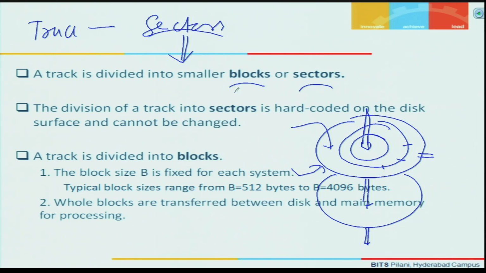Actually, the data of a database is stored on these blocks. The division of track into sectors is hard coded on the disk surface, and it cannot be changed. And a track is divided into blocks. The block size B is fixed for each system. Typically, block sizes range from half a kilobyte, this is 512 bytes, to 4 kilobytes. All blocks are transferred between disk and main memory for processing.